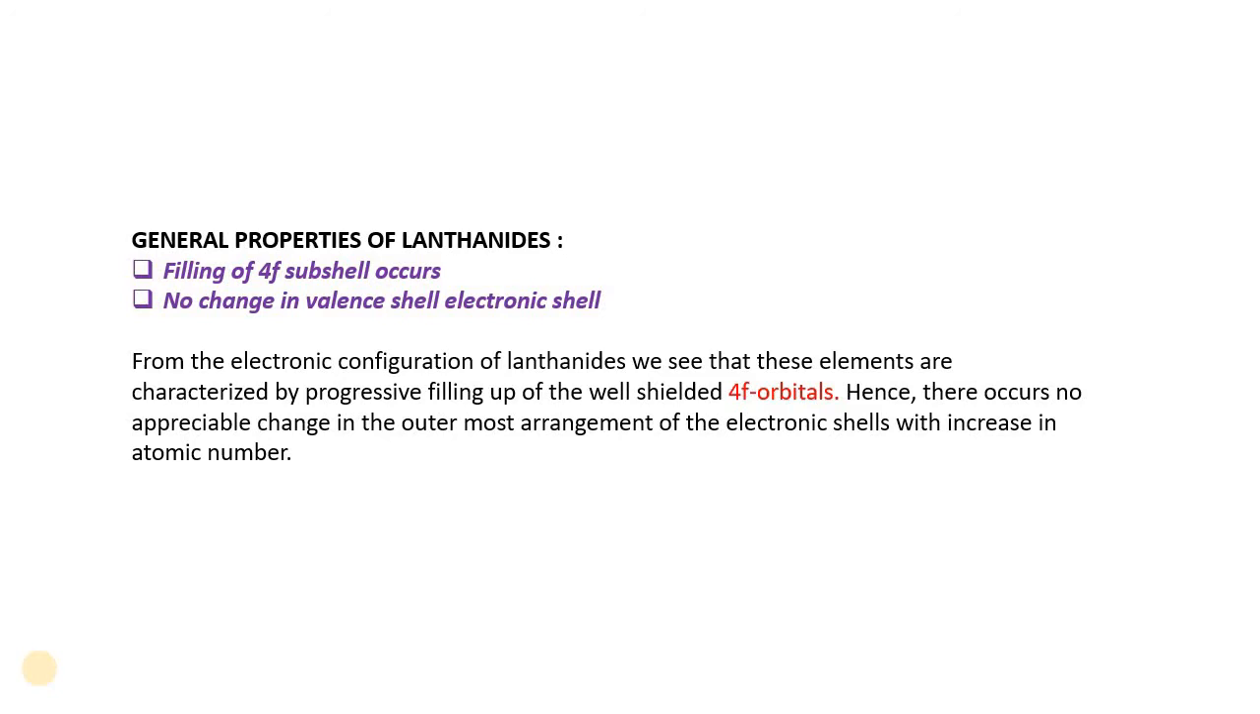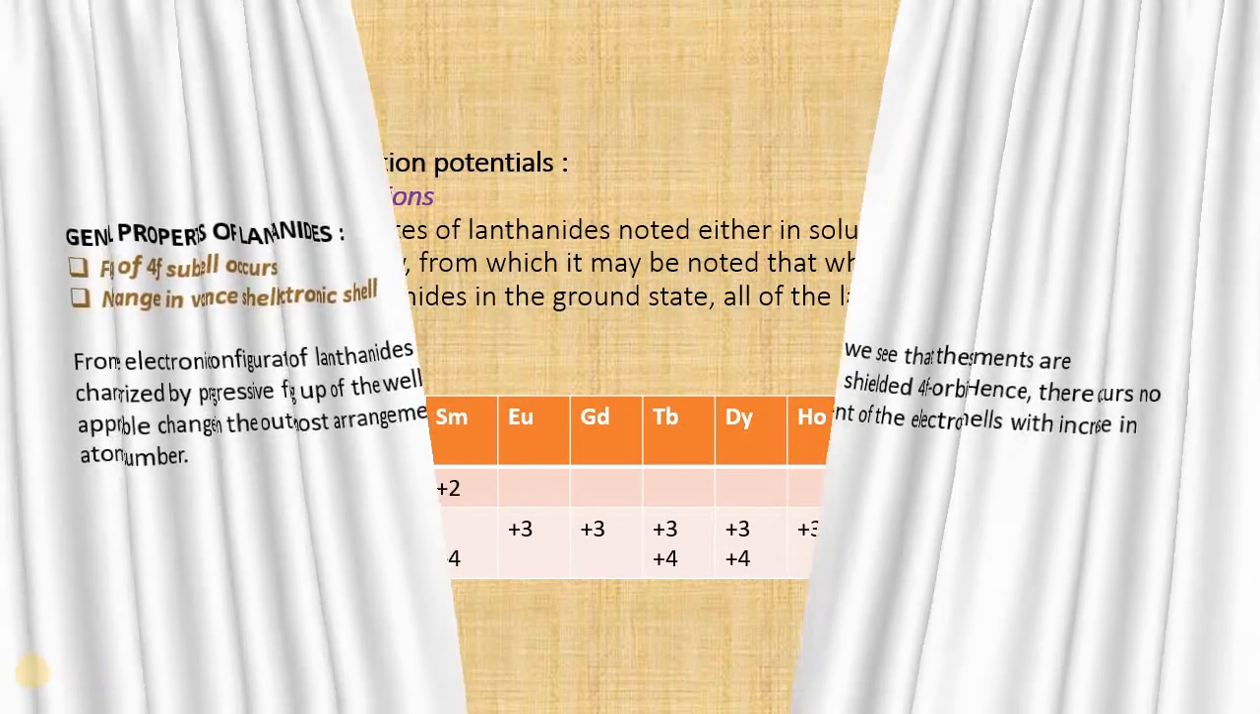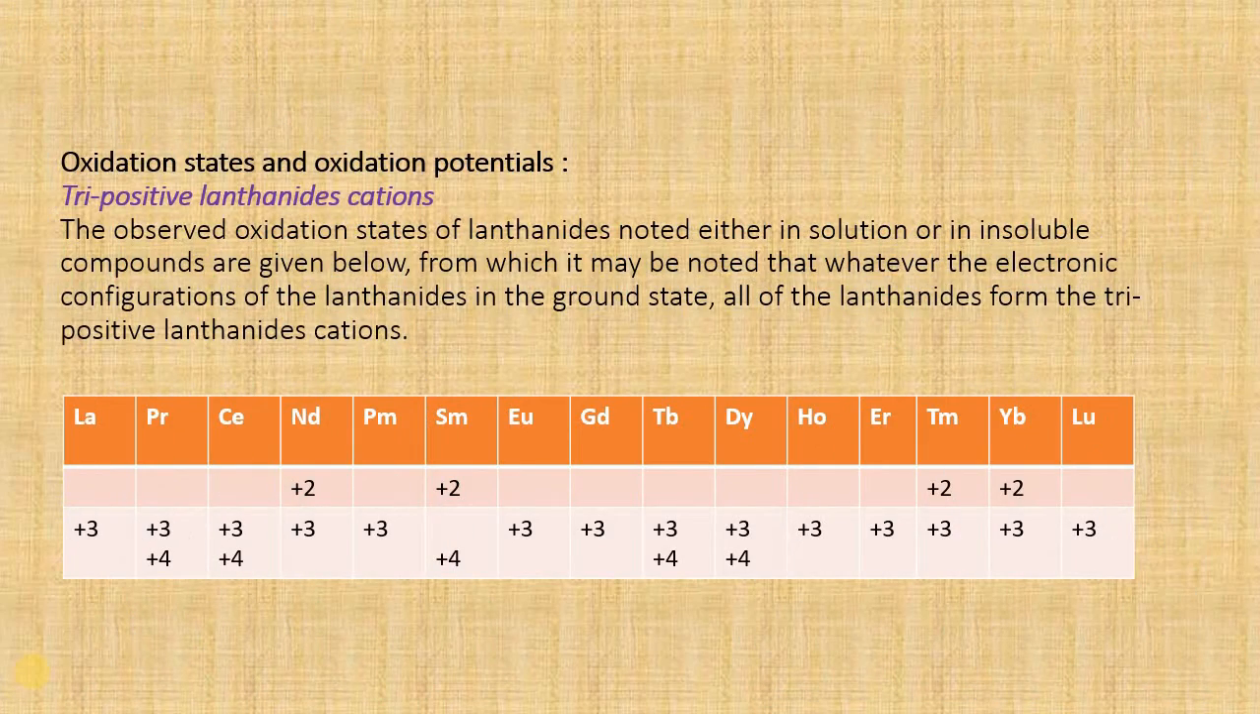Both are almost closely related, with close resemblance, nearly similar. Why? Because the valence shell remains the same. Now we will discuss the oxidation states of lanthanide cations.